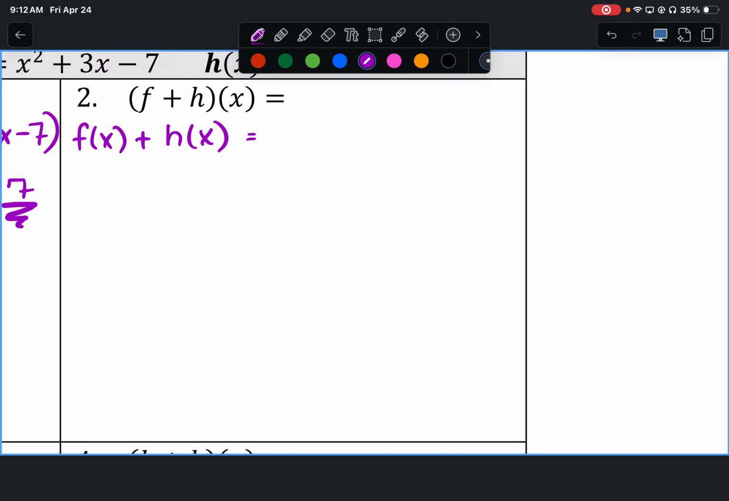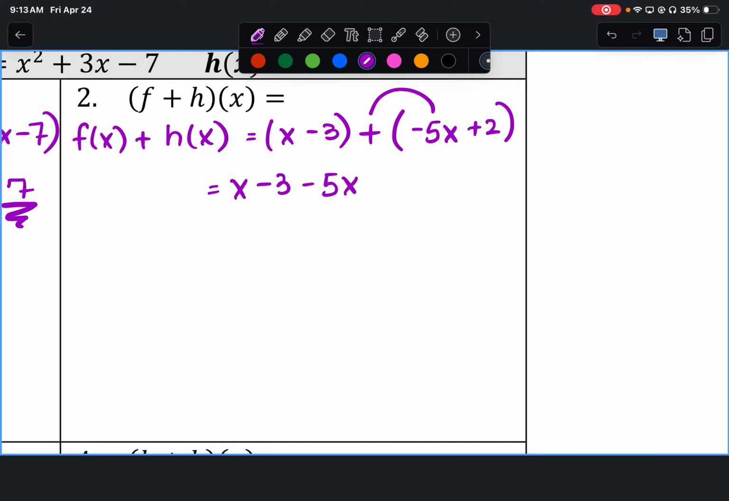So what is function f? x minus 3. Okay, what is function h? Negative 5x plus 2. All right, so we're just going to bring this part down. And then a positive and a negative is a negative, a positive and a positive is a positive.